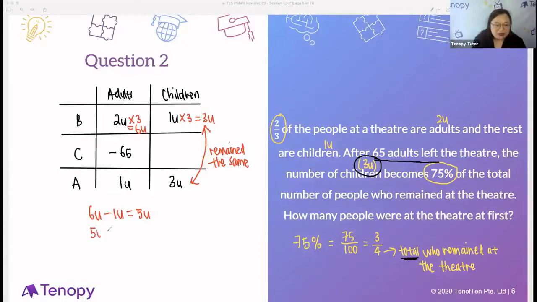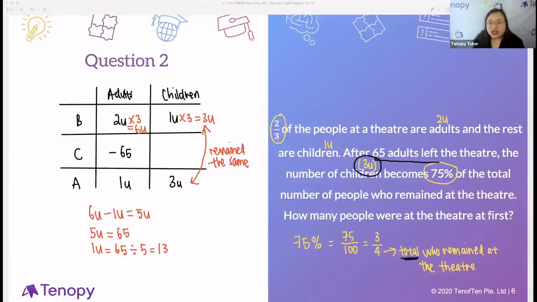And 5 units represent... sorry, Faliha, let me check for you, Noah. Okay, and then 1 unit will be 65 divided by 5. Now, what is 65 divided by 5? Anyone know what's the answer? 65 divided by 5? Yes, we can get 13.